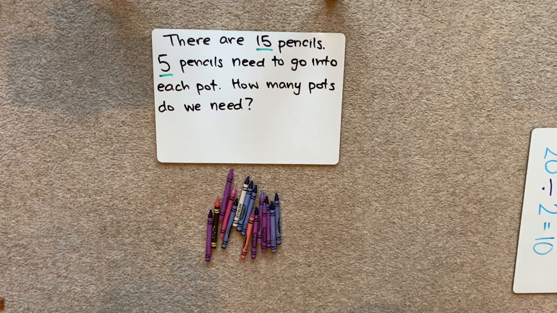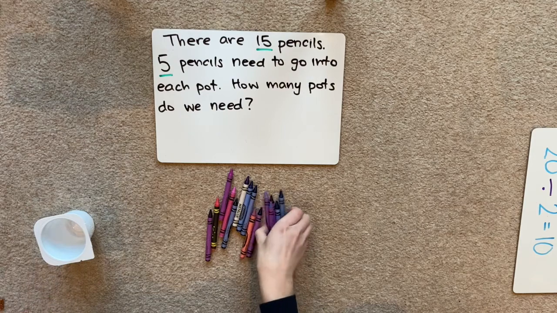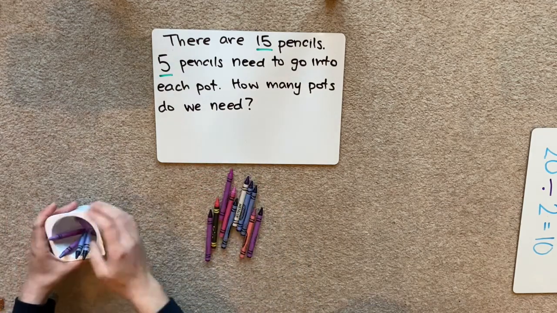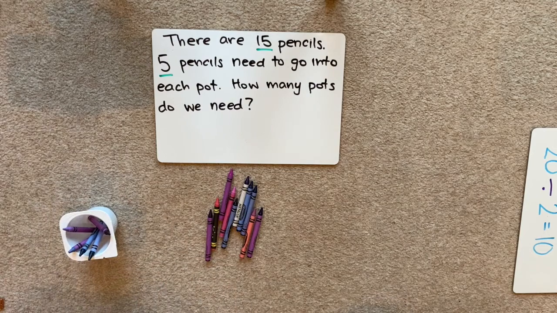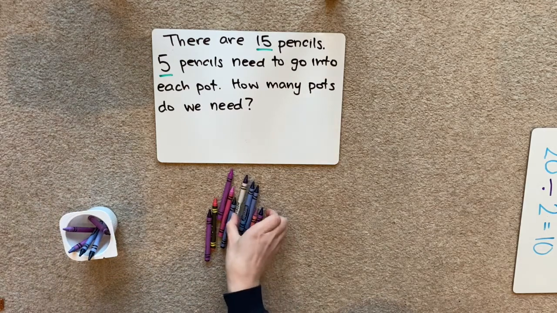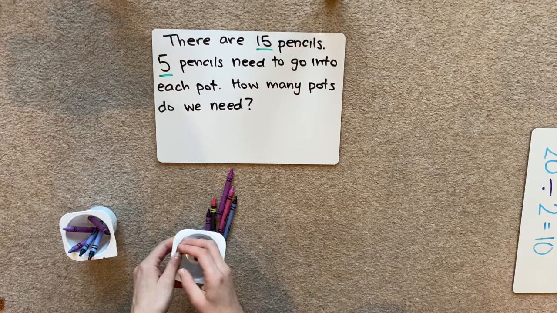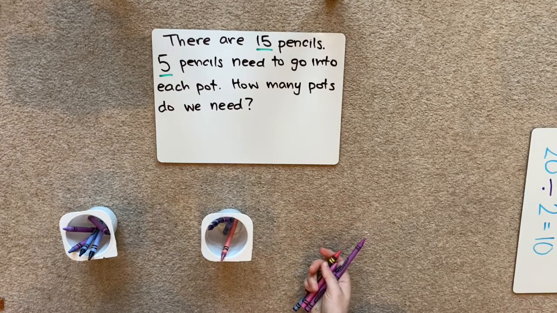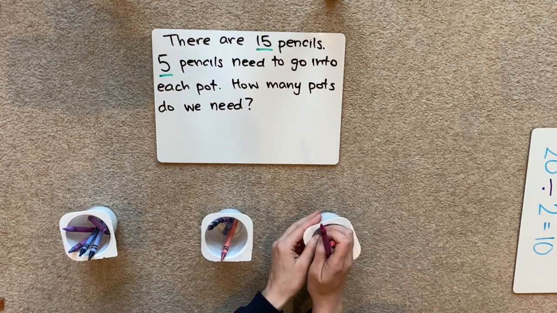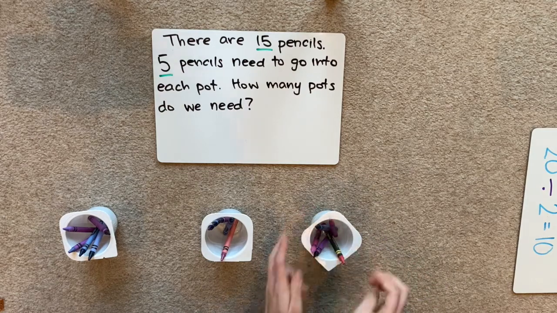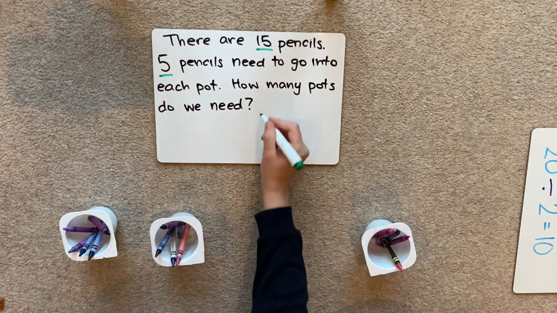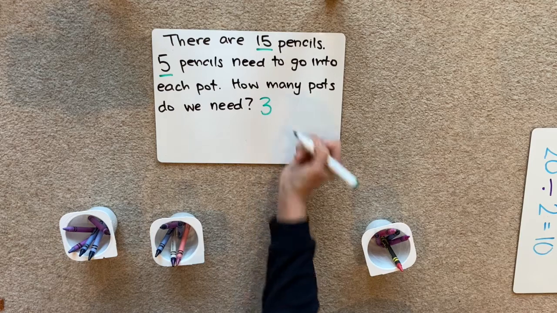So I'm going to get a pot out and I'm going to put 5 in here. 1, 2, 3, 4, 5. And another 5 into this pot. And last remaining 5 into this pot. So how many pots did we need? 1, 2, 3. Our answer is 3.